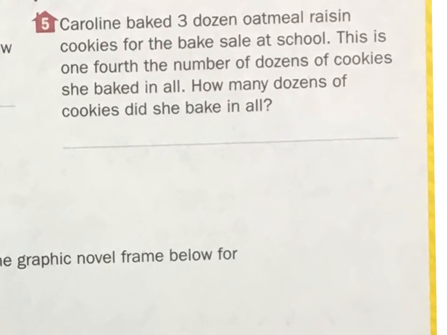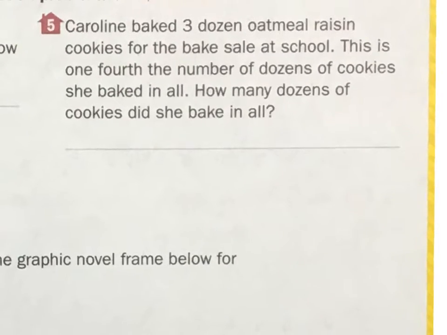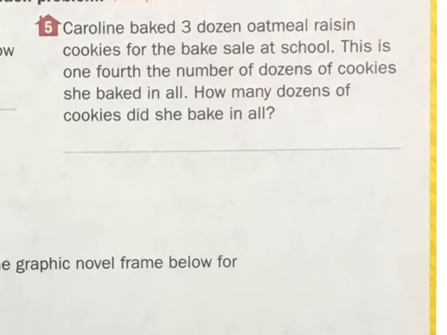Alright, let's look at this one here. Caroline baked 3 dozen oatmeal raisin cookies for the bake sale at school. This is 1/4 the number of dozen of cookies she baked in all. How many dozens of cookies did she bake? So, we don't know how many dozens she baked. Divided by 1/4 is going to be 3 dozen. Okay?